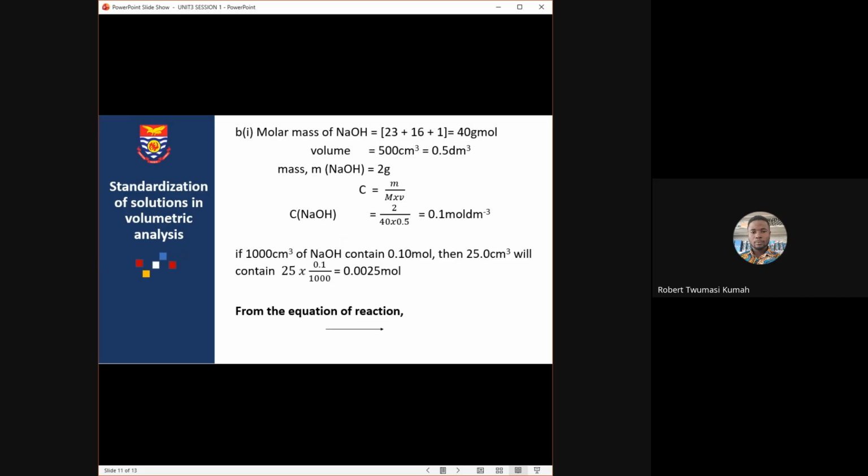Okay, so let's look at our equation of reaction. It is such that 2 moles of sodium hydroxide reacted with 1 mole of the sulfuric acid. And this is where the agreement that I spoke about the last time comes in.